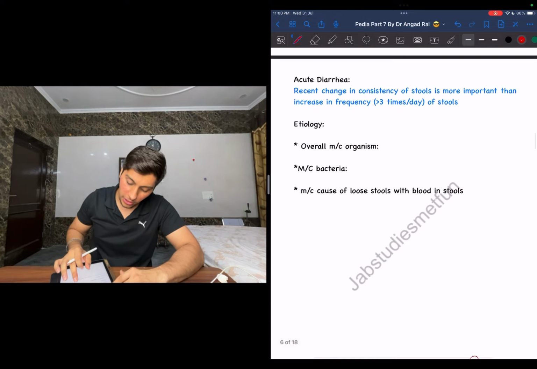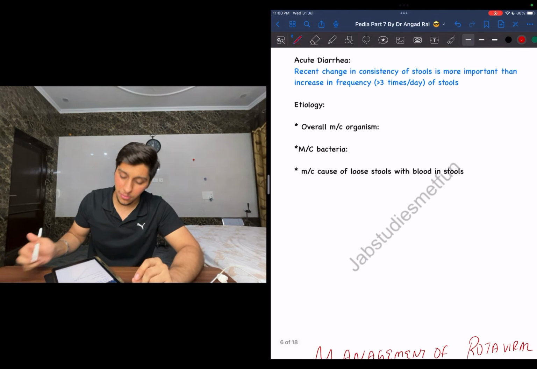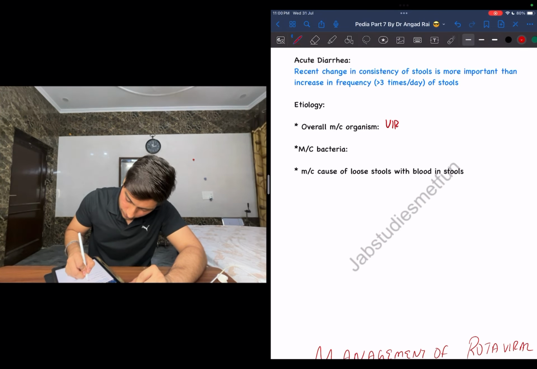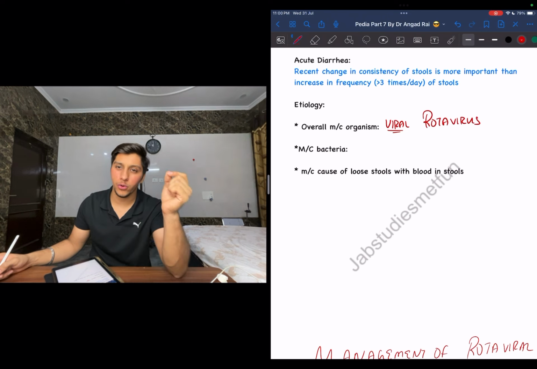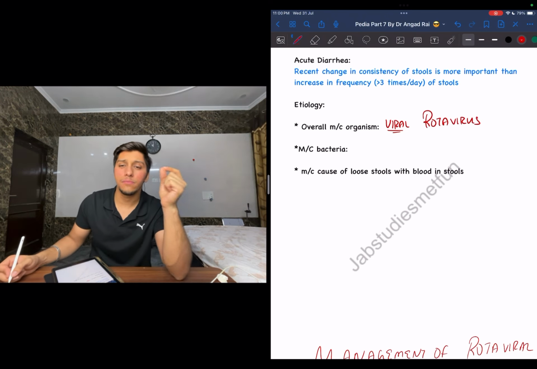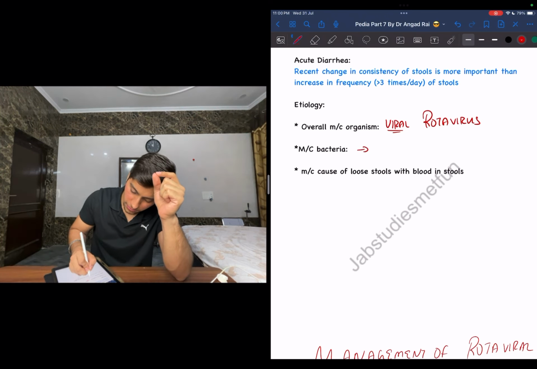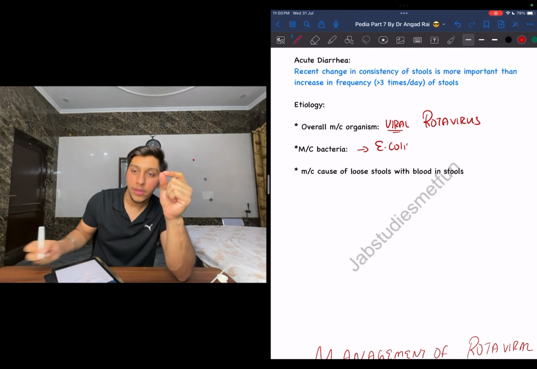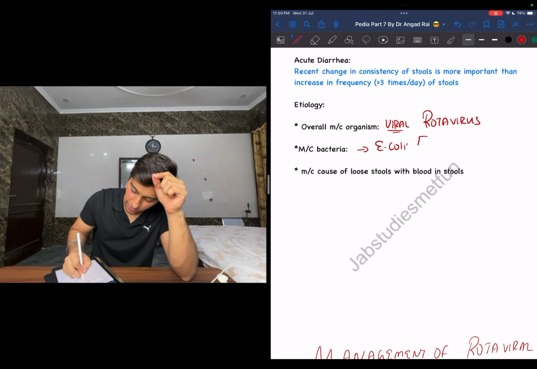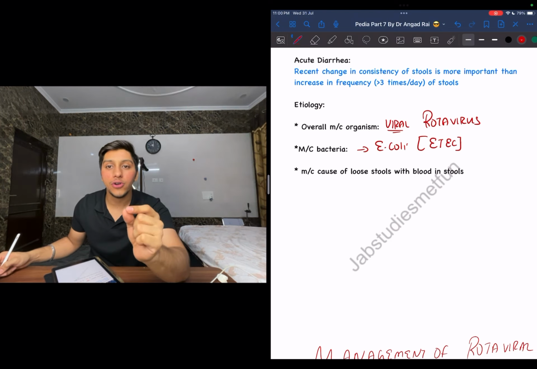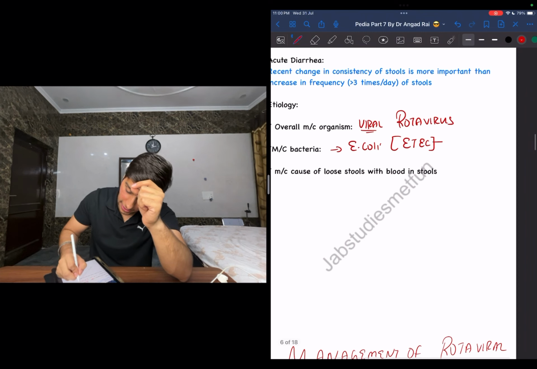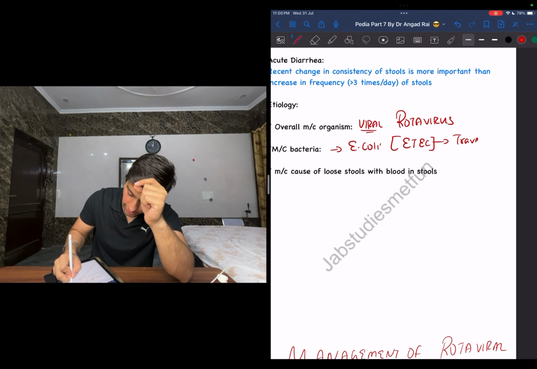Okay, if you ask in pediatric cases what is the most common cause, it is going to be viral. And which viral, guys? Rotavirus. If you talk about the most common bacteria, that is going to be your favorite E. coli. And what type of E. coli, guys? Microbiology, it is going to be enterotoxigenic E. coli. And this is again the most common cause of traveler's diarrhea.